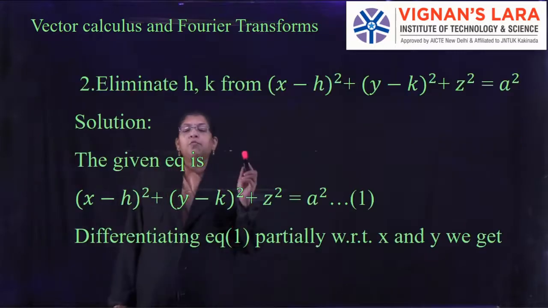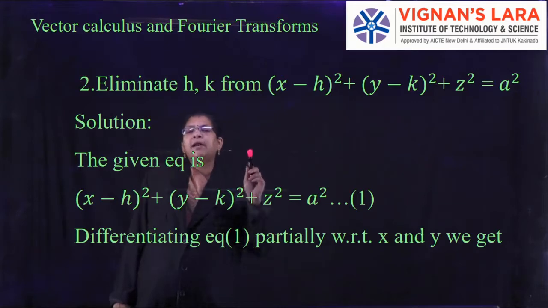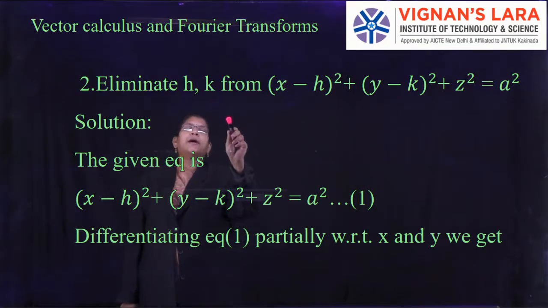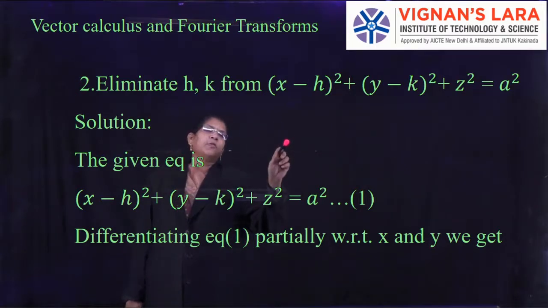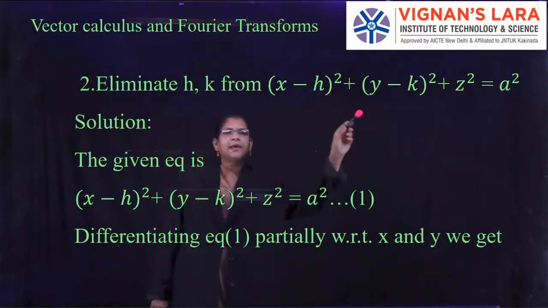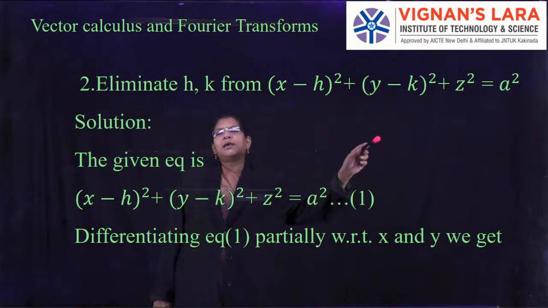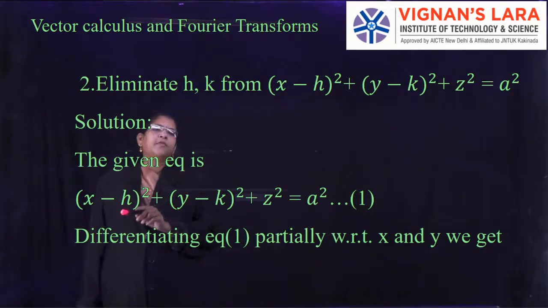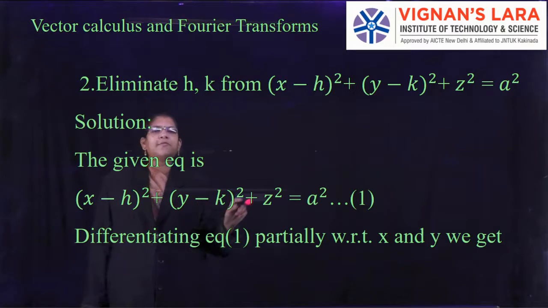Okay. Now, we will solve a problem under the model elimination of arbitrary constants. The problem is eliminate h, k. What are the arbitrary constants here? h and k, from (x − h)² + (y − k)² + z² = a². Solution. The given equation is, what is the given equation? (x − h)² + (y − k)² + z² = a². Take this equation as equation number 1.